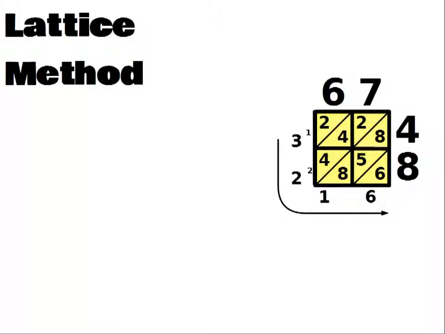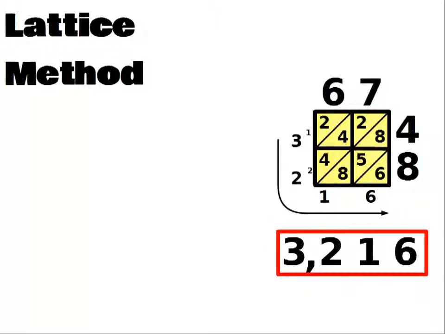Now, what we do to get our answer is we read down and around the corner. So 3,216 is 3,216, and that's our answer. If you haven't seen the lattice method before, this is a pretty interesting and cool idea.